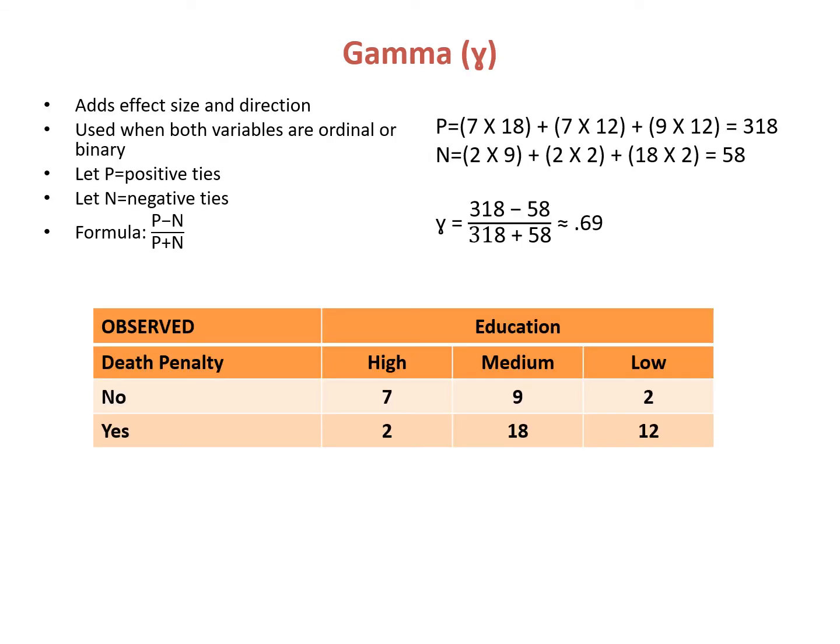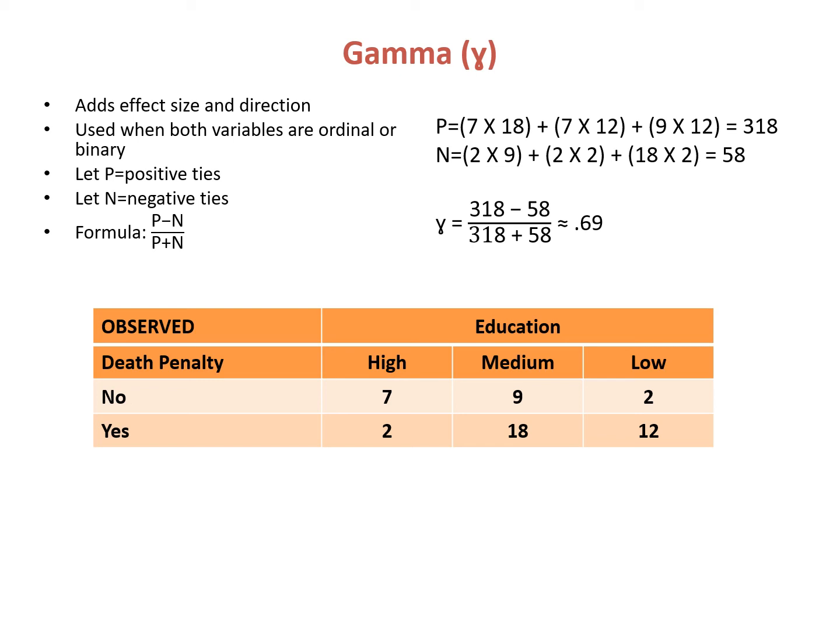We're going to start with a statistic called gamma, which gives us both effect size and direction. And we use this when both variables are ordinal or binary. The reason why we're going to spend a lot of time with this is to learn the logic. There's another statistic that I prefer more in this situation, Kendall's tau B, but it's easier to teach the logic of this. And what we're really concerned with here are what we call ties.